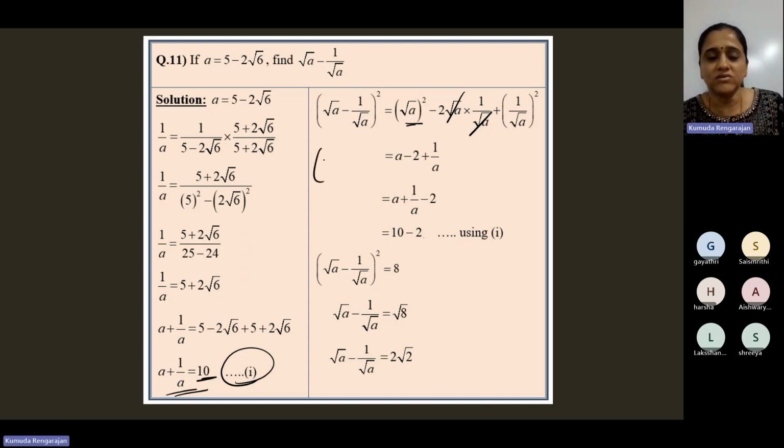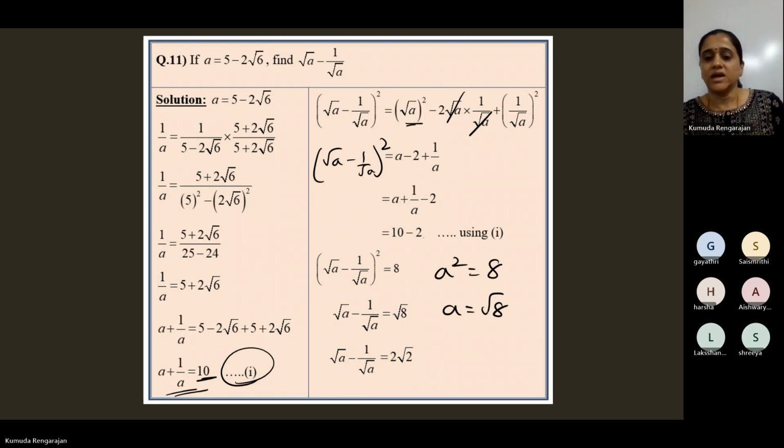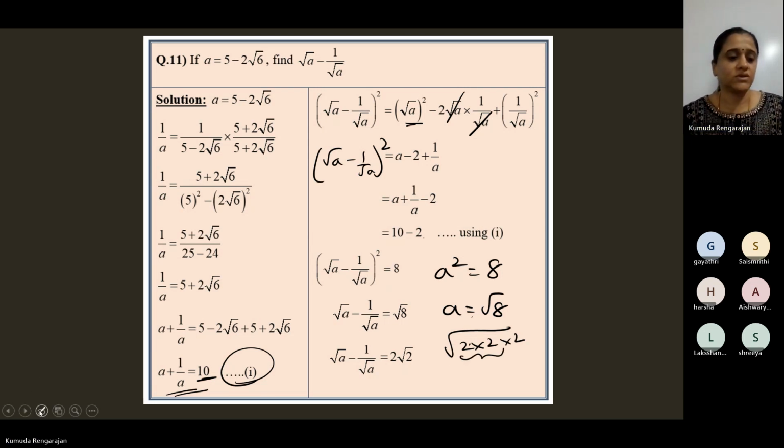See, this is what continues. Root A minus 1 by root A, the whole square, is 8. If A square is 8, what is A? The square root of 8. Similarly, root A minus 1 by root A is equal to the square root of 8. And the square root of 8 is what? 8 is 2 into 2 into 2, so from two 2s, one 2 comes out. So 2 root 2. Yeah, right.